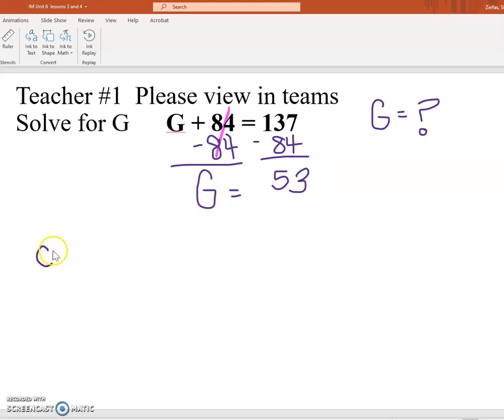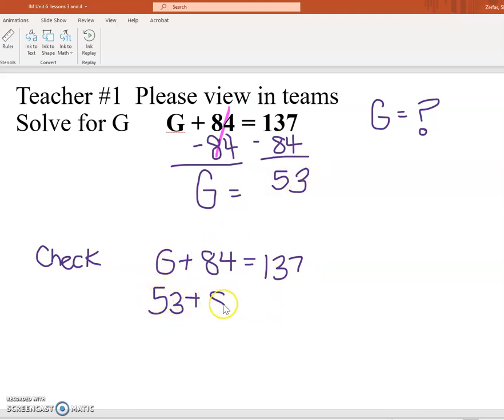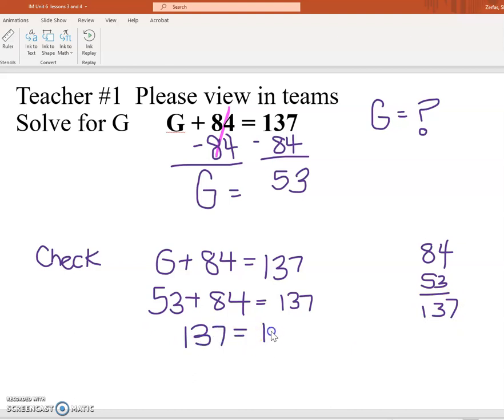To check my answer, I can go ahead and plug in 53 to the original equation. So I'm going to go back to g plus 84 equals 137. If I replace the g value with 53, I should get this to be a true statement. So if I add 84 and 53 together, like so, I find that the left side is equal to the right side. We can use this skill on any one of the equations where we have just one operation.